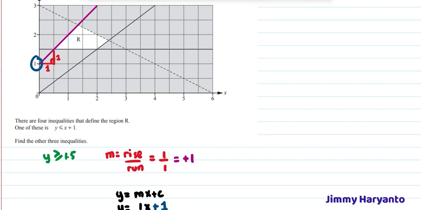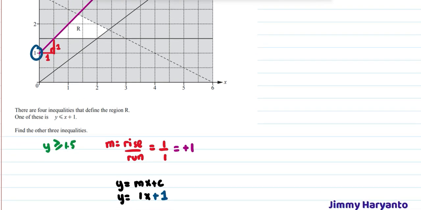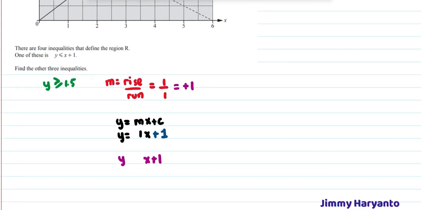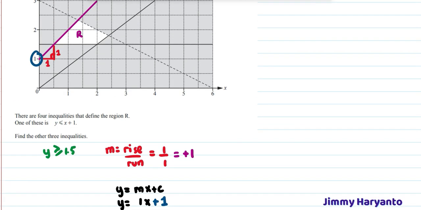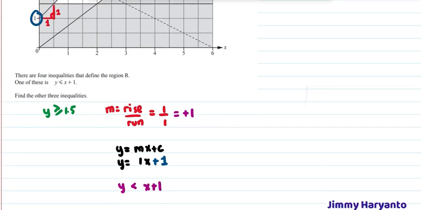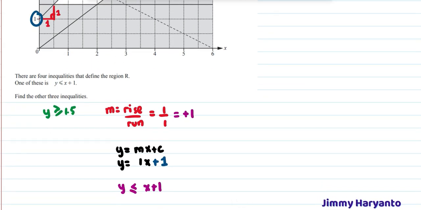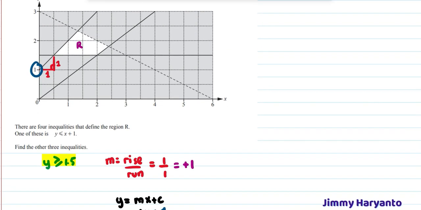Okay, then we only have to determine the less than or greater than. The region is below the line, that means this one will be less than. And then as you can see, the line is a straight line, that means equal to. So this is our second answer. Next is the third. For the third, I will choose this one.